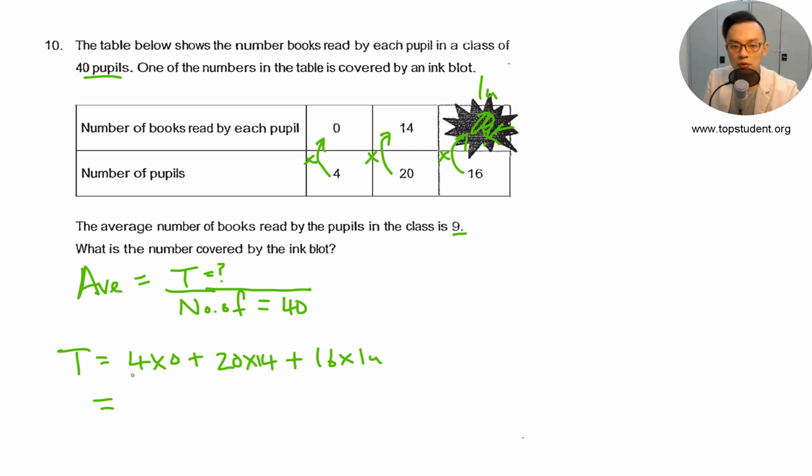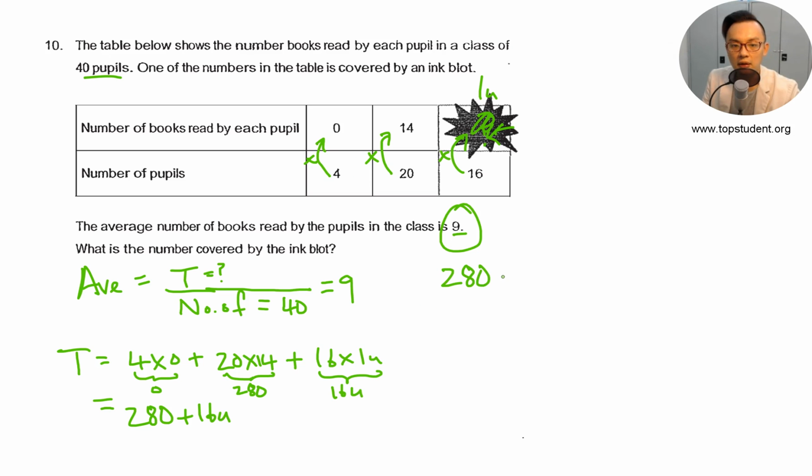So that equals 0, this is 2at, and this is 16u. So it's 2at plus 16u. Total divided by number of students, and I know the average is 9 because it's given by the question. So therefore 280 plus 16u divided by 40, which is the number of students, equals 9.